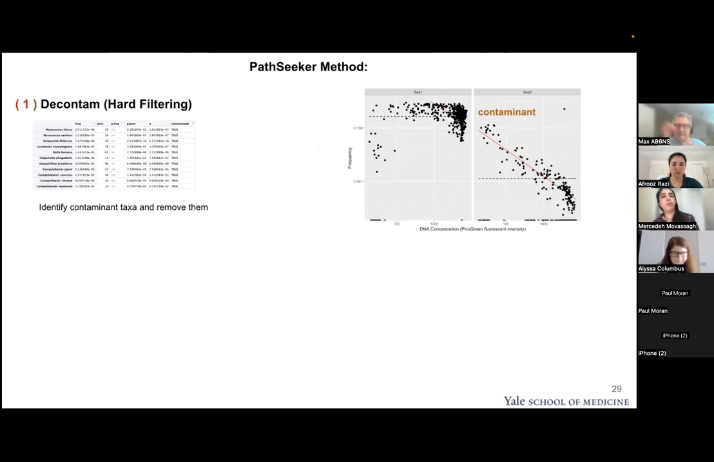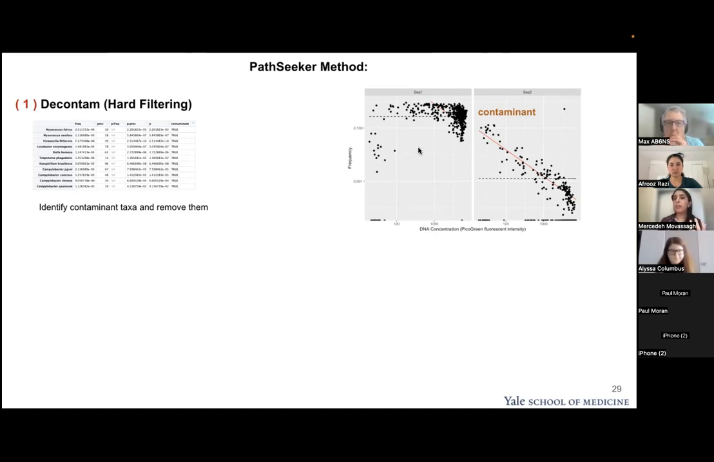So PathSeeker uses two types of filtering. One of them is hard filtering using decontam. The concept is pretty simple. It's not like deep statistics or modeling. The concept is, imagine sequence 1 is one pathogen and sequence 2 is another pathogen. You assume that a high concentration of DNA would be associated with high frequency of that pathogen in your data set. And this is assuming every dot basically is a sample.